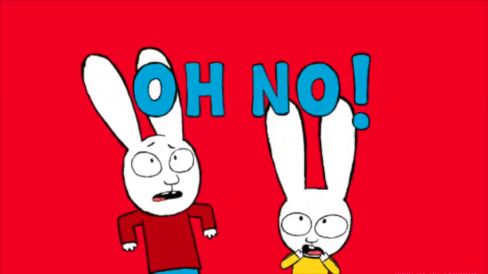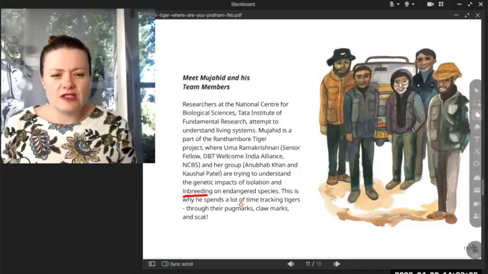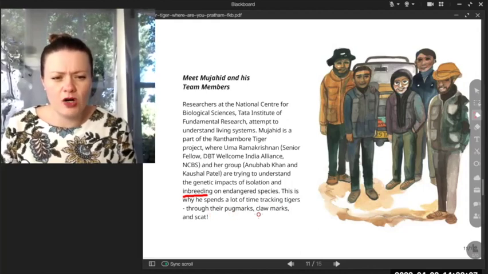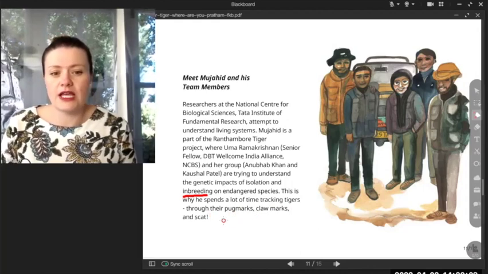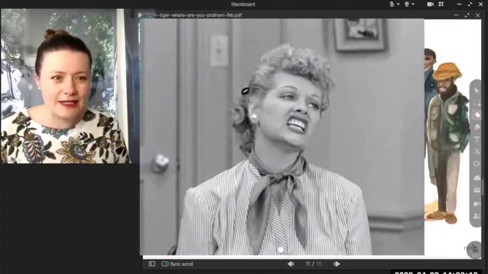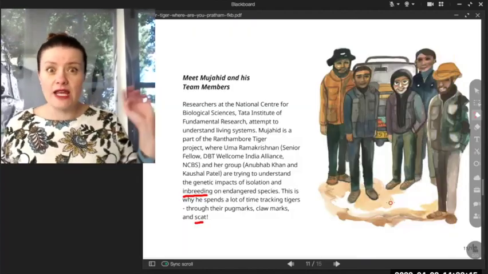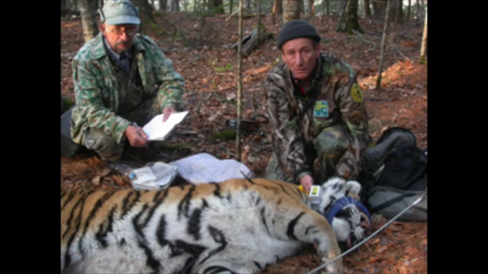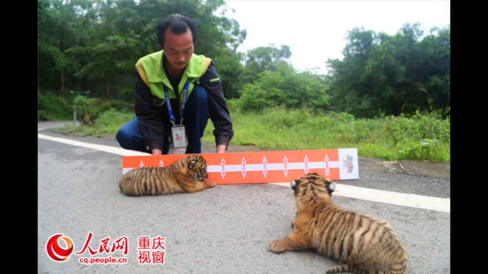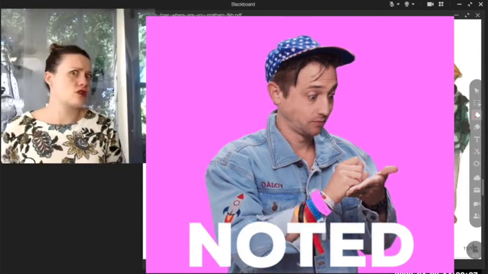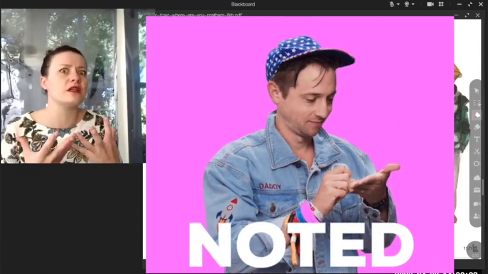Yeah. This is why he spends a lot of time tracking tigers through their pug marks, claw marks, and scat. Remember, scat is poo-poo. So we were right. These aren't tourists. They are rangers and researchers studying the tigers and trying to make sure that they have enough different tigers that visit them so that they don't have any inbreeding and cause a big catastrophe within the tiger family.